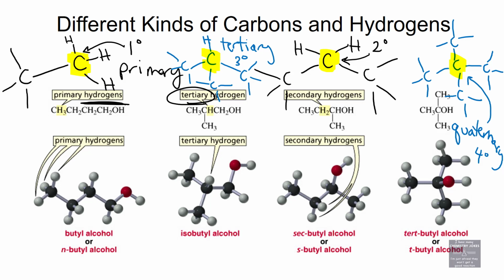So you call the carbons certain things based on how many carbons they're connected to. Note, oxygens do not count. Nitrogens do not count. It's only carbons. And then you talk about the hydrogens that are connected. You refer to them based on the type of carbon they're connected to. Primary, secondary, tertiary, quaternary. Know those terms.